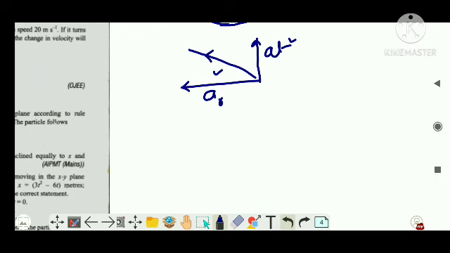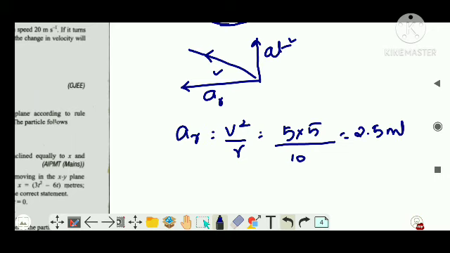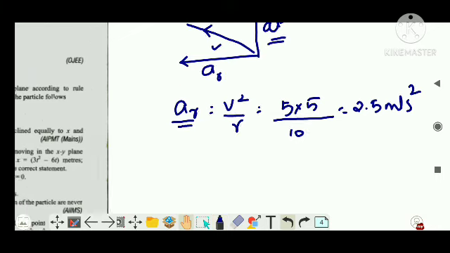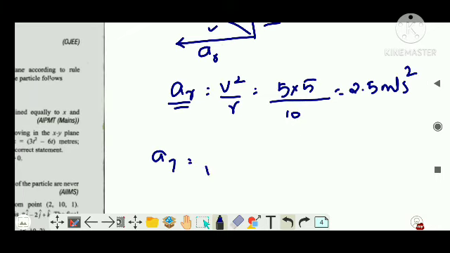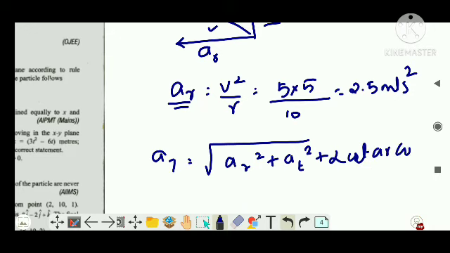So we are given V, R and AT. Now radial acceleration, or centripetal acceleration, is V squared by R. So it is 5 into 5 divided by 10. You will get it as 2.5 meter per second square. Now this is radial acceleration, and you have tangential acceleration, and you have to find the resultant total acceleration, which is equal to the square root of AR square plus AT square plus 2 AR AT cos 90. So cos 90 is 0, so this part can be removed. So only this part remains, right?